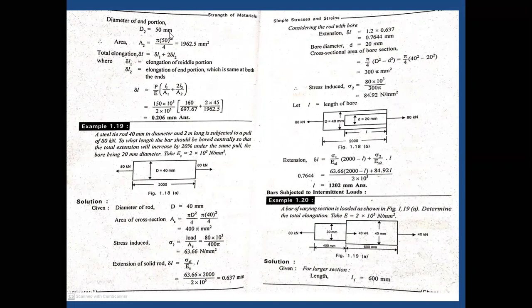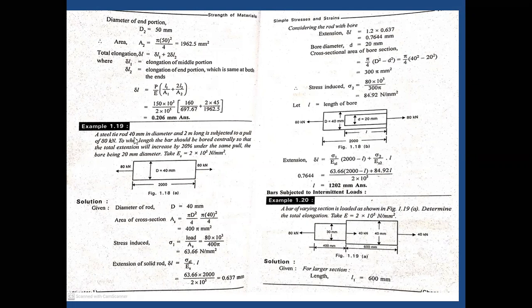Then the diameter of the end portion is D equals 50 mm, and the area equals pi by 4 D square. The total elongation will be the summation of individual elongations. This is the formula for the total elongation in the case of bars of varying cross section only. The final answer will be 0.206 mm. Okay, let's go for the next problem.